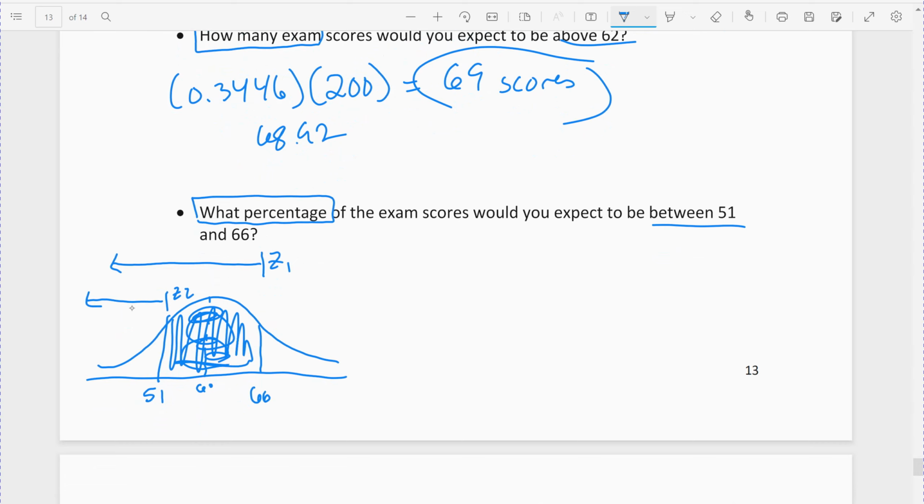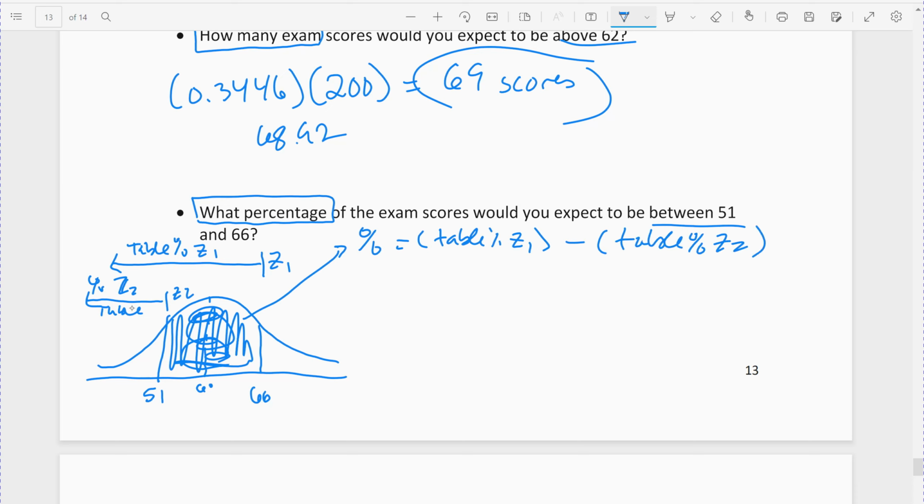When we find the table values, we're going to have to subtract. So we're going to find the table percent for z-score 1 and the percent for z-score 2 from the table, and you're going to subtract the two to find the percent that I want. You take the table percent from z-score 1 minus the table percent from z-score 2. It's always the bigger minus the smaller, because percent should always come out positive. If your percent came out negative, either your numbers are wrong or you subtracted incorrectly. So I find my two z-scores, look up the values on the table, and subtract.